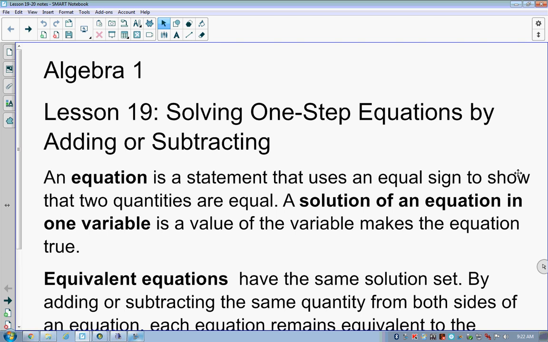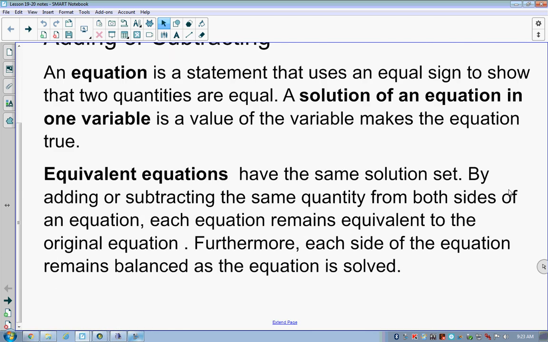Okay? All right, let's get back to our lesson here. Equivalent equations. Equivalent equations have the same solution set. Right? Where I have more than one equation that have the same solution. By adding or subtracting the same quantity from both sides of an equation, each equation remains equivalent to the original equation. Furthermore, each side of the equation remains balanced as the equation is solved. Both sides have to remain balanced.